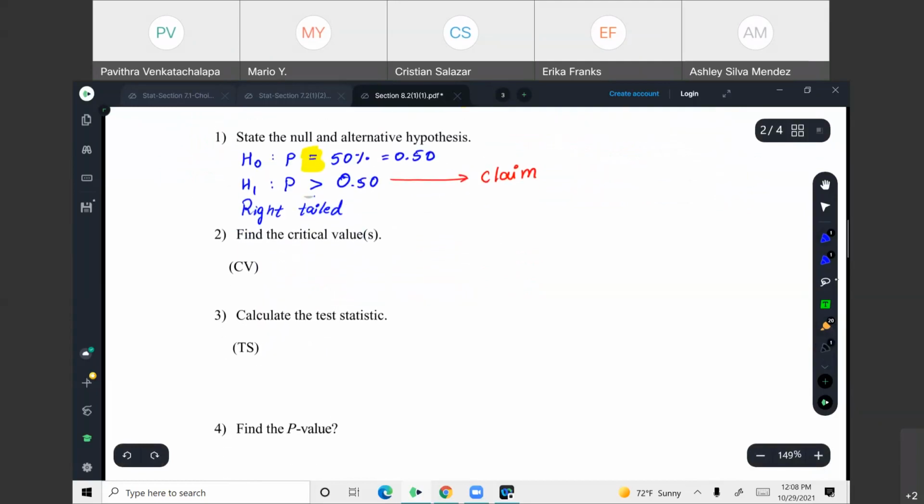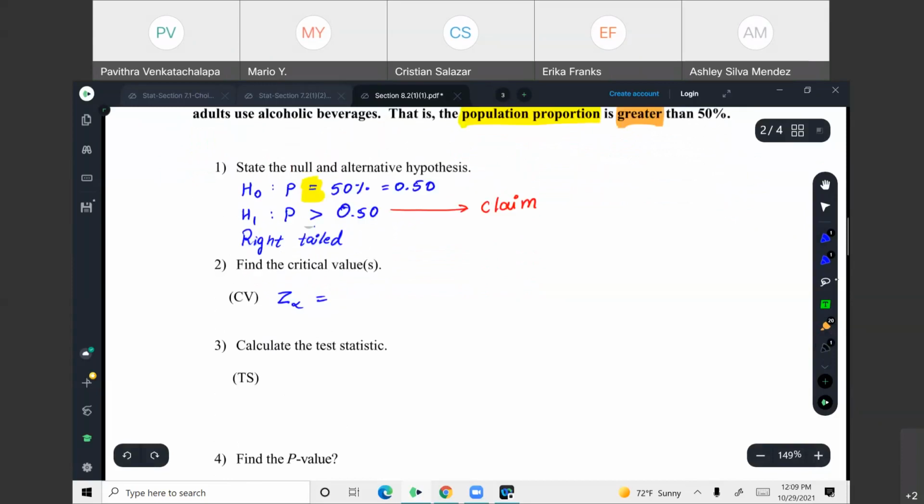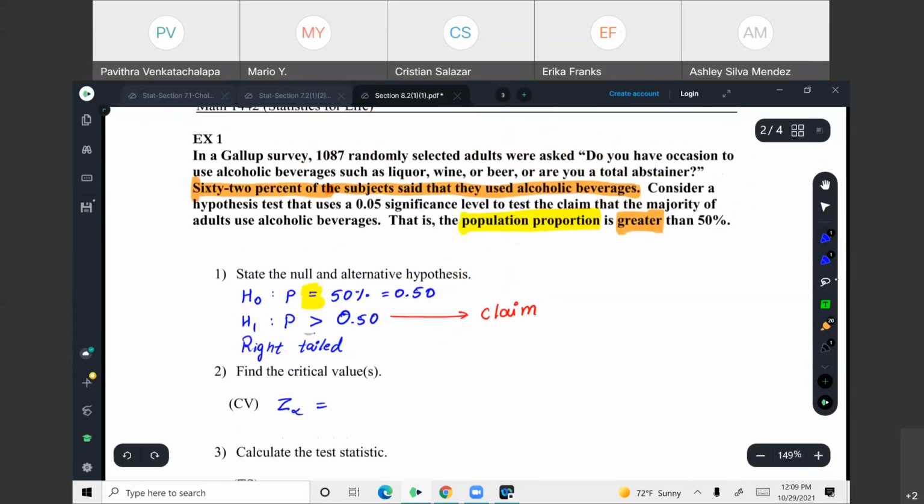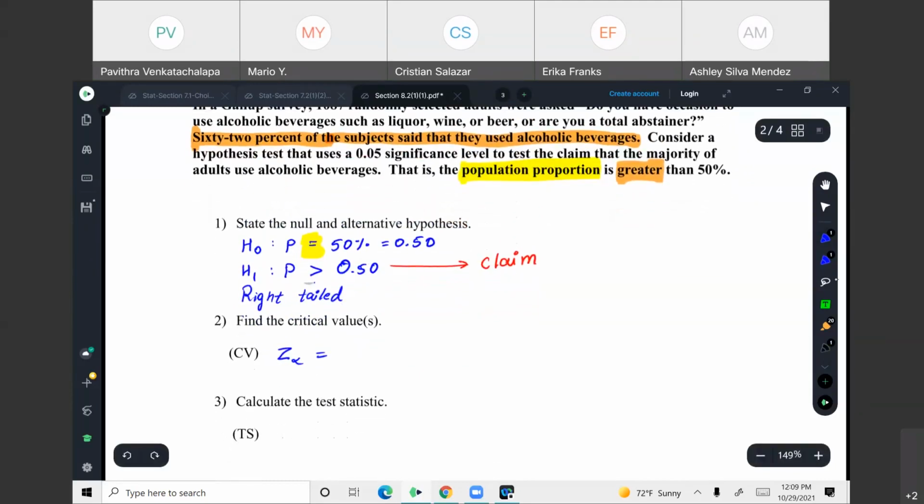Okay. Now, next is find the critical value of Z alpha. So now what would be the Z? What would be the alpha here? 0.05. Alpha is equal to 0.05. How? Because 0.05 is the significance level, right? Alpha is the significance level. So the 0.05 significance level will be the alpha.